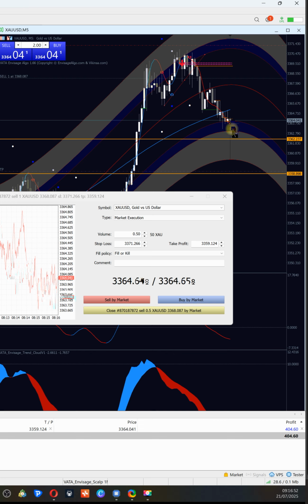These are the labels. This is where we took the first one. This is the TP2. This is TP3 approximately. We'll see how it plays out.